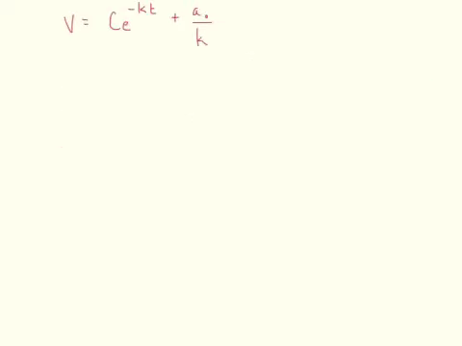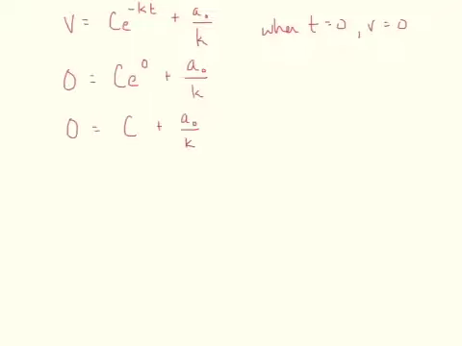So for this problem we are starting from rest, so basically that means when t equals 0, v should equal 0 because that's going to be our initial velocity. So I'm going to plug in 0 for both values and solve for c. So when I plug in 0 for t and v equals 0, I get 0 equals c e to the 0 power plus a₀ over k. Of course, anything to the 0 power is 1, so that's just 0 equals c plus a₀ over k. And so we end up with c equals negative a₀ over k.